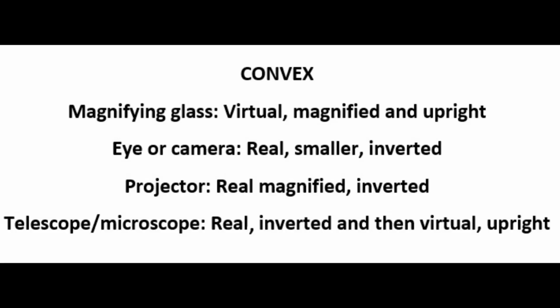All right, so here you have a list of 4 optical instruments that use a convex lens. For a magnifying glass, a virtual image will be formed, it is magnified and it is upright. For the eye or camera, it is real, smaller and inverted. In the eye, the image is formed at the back, on the retina, and it is inverted. It will be smaller, but it is real. If you use a projector, it'll be a real image, magnified and inverted. And if you use a microscope or a telescope, it will be real and inverted in the middle of the optical instrument, and then when you're looking at it, it'll be virtual and upright.